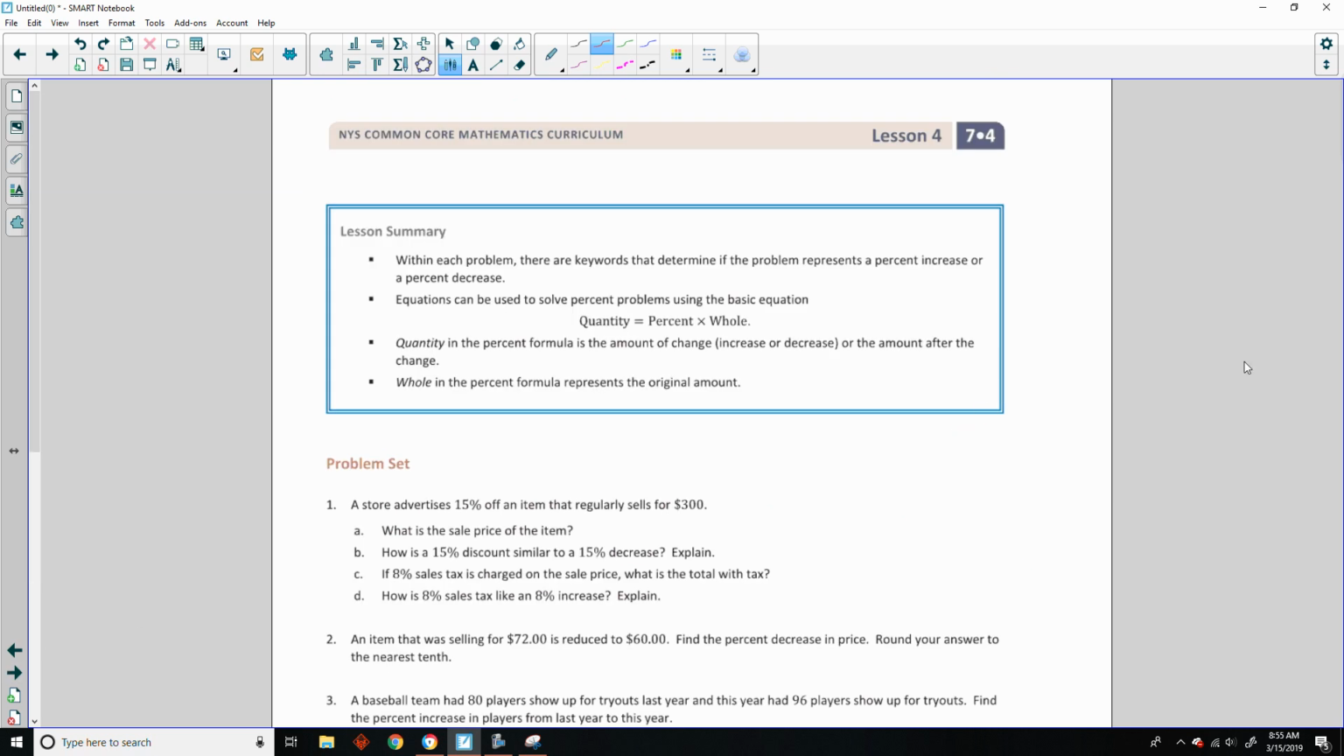Okay, that is the end of lesson 4. Review the lesson summary and go do your problem set.